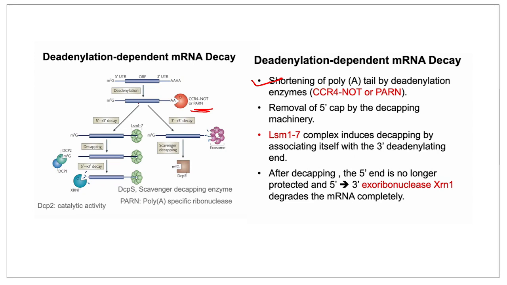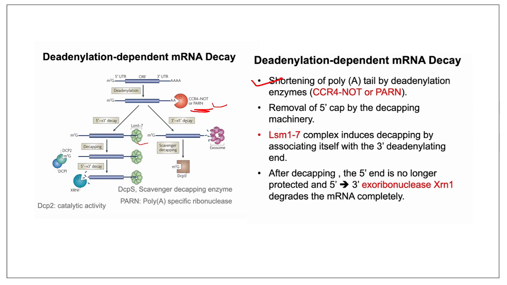Okay. So did you understand? First mechanism of deadenylation dependent decay. First, deadenylation occurs with the help of this enzyme, and then LSM comes and binds at the 3 prime end. The binding of the LSM recruits another enzyme complex, DCP1 and DCP2, which removes the 5 prime cap. And when the 5 prime cap is removed, XRN1 comes and degrades from the 5 prime end. So this is your 5 prime to 3 prime decay.